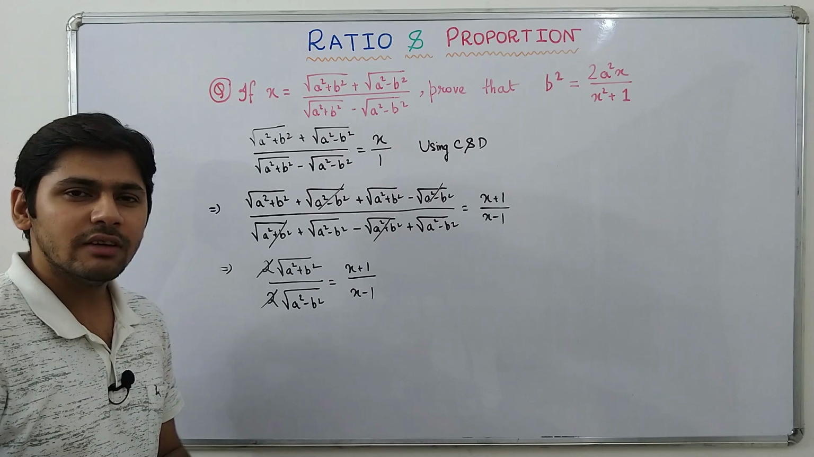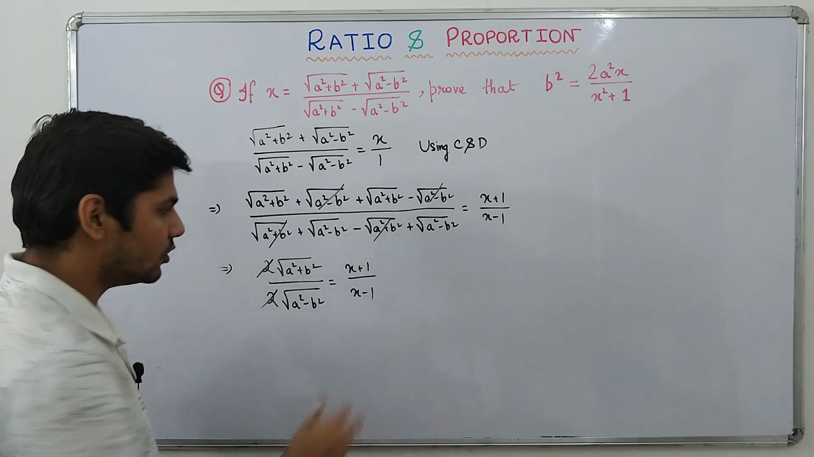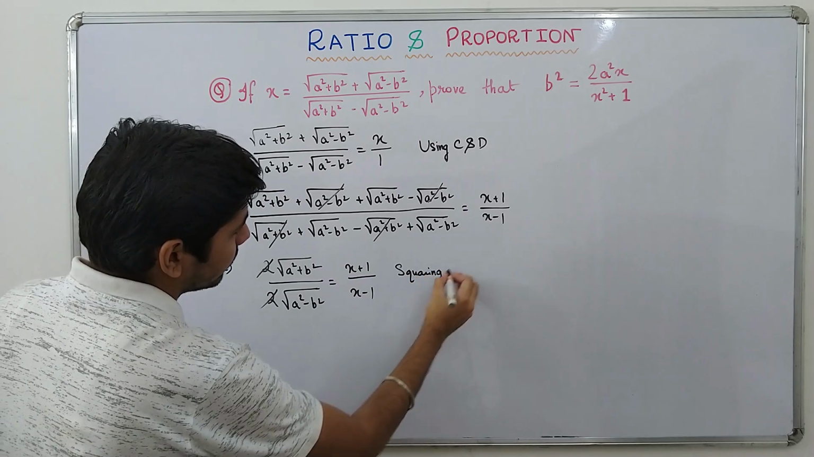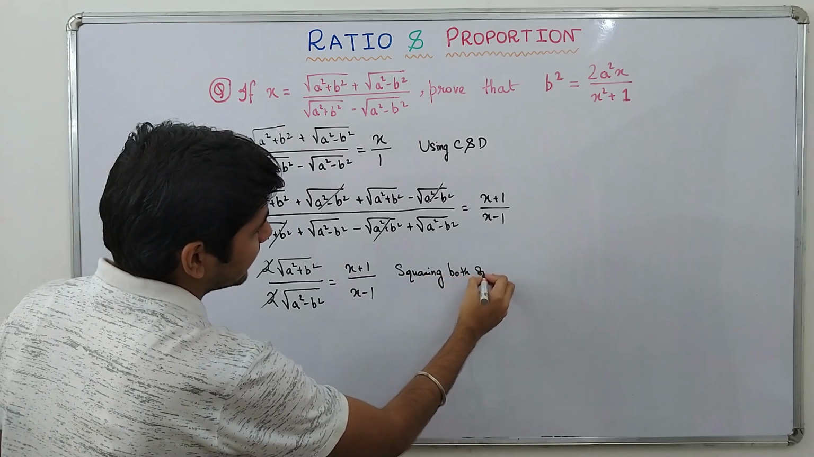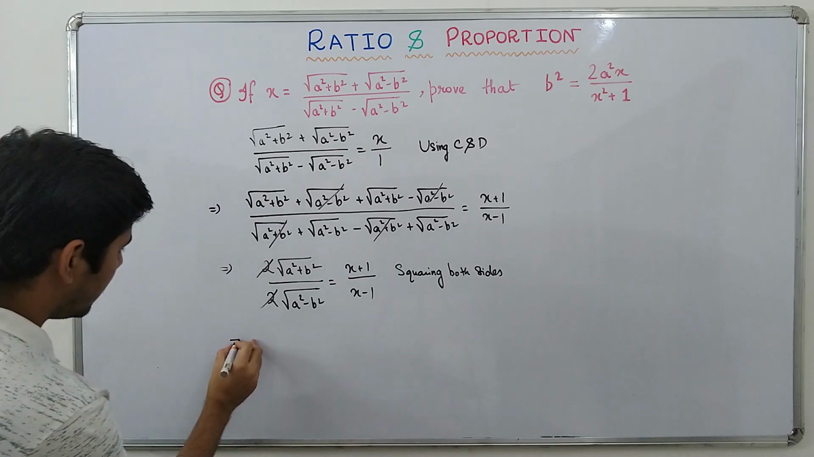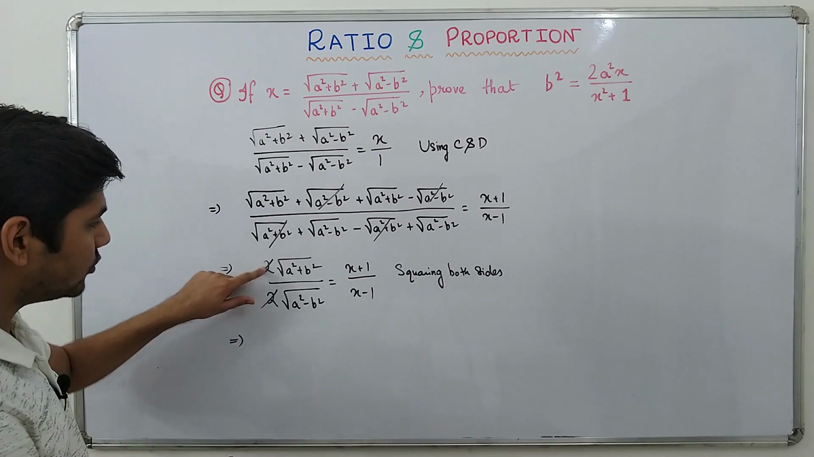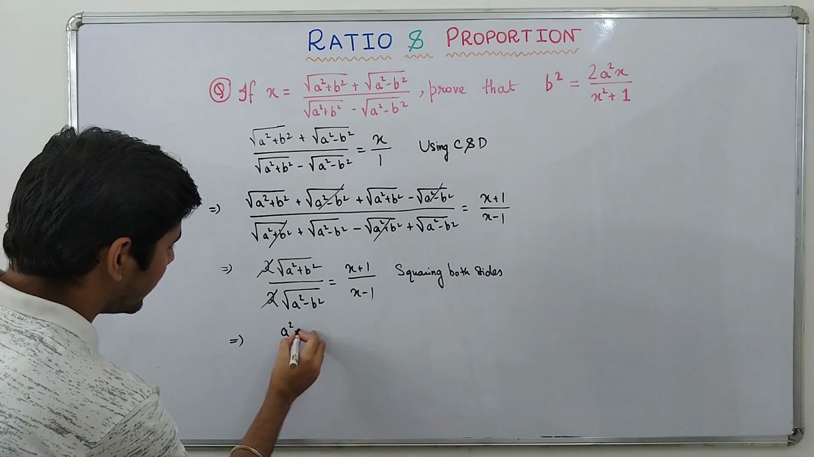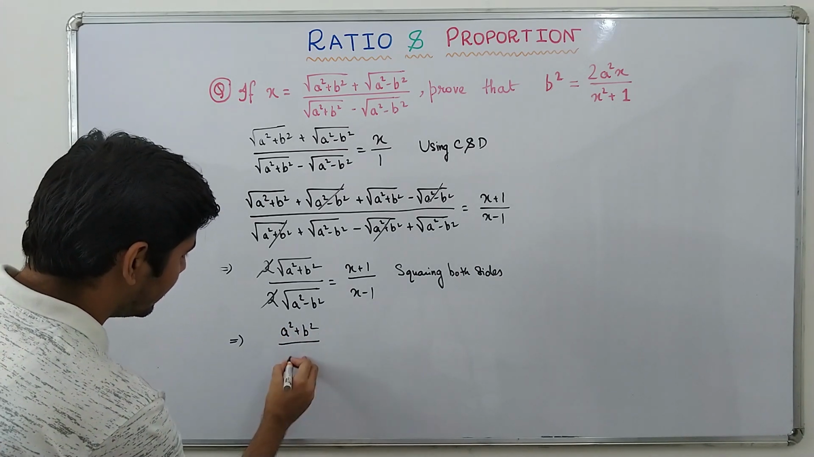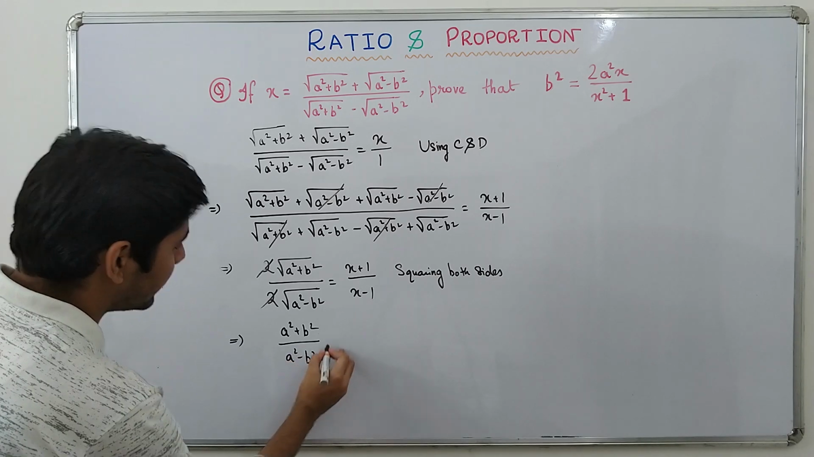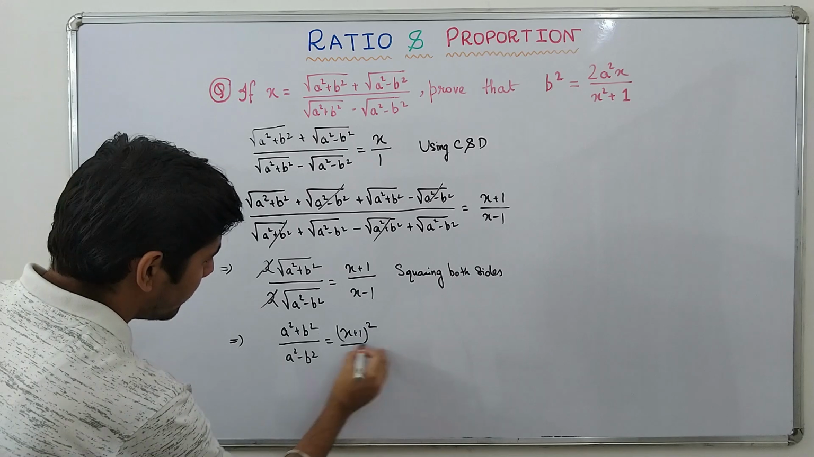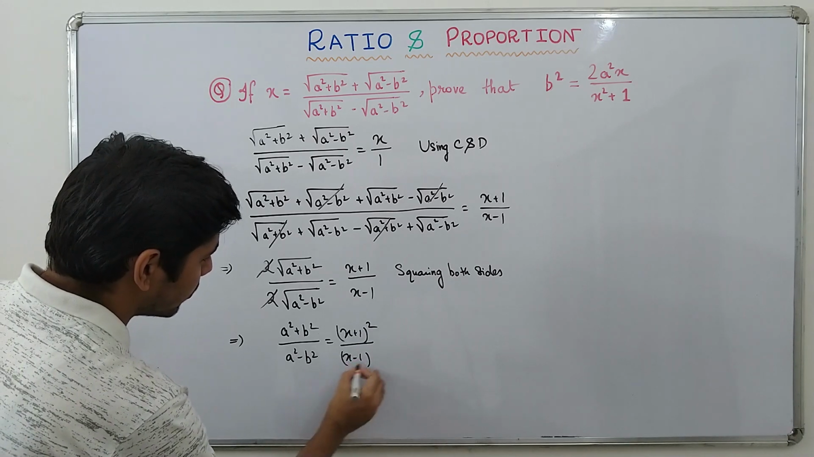Now what we will do? We will square both sides. So squaring both sides. Now when we square both sides, both the square roots get cancelled out because of the squaring. So we get a square plus b square by a square minus b square is equal to x plus 1 whole square by x minus 1 whole square.